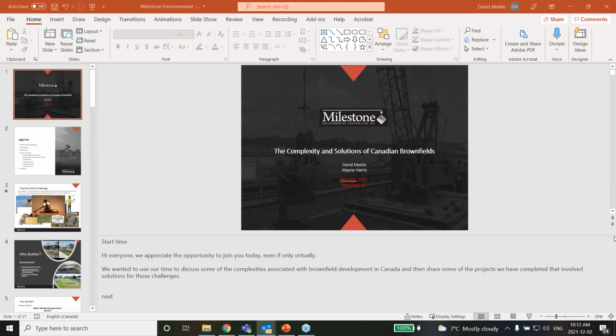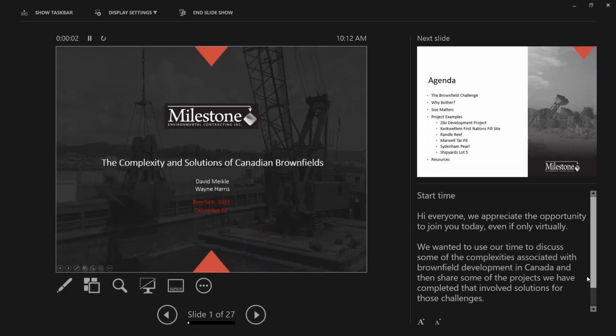So our next presentation is David Milkey and Wayne Harris from Milestone Environmental out in BC. They're going to speak to us about the complexities and solutions of Canada's industrial brownfields.